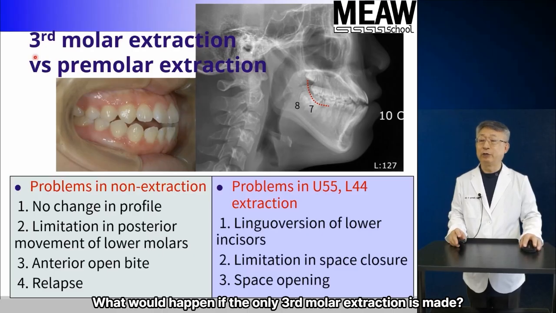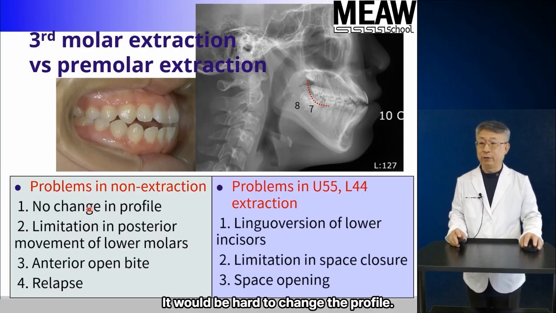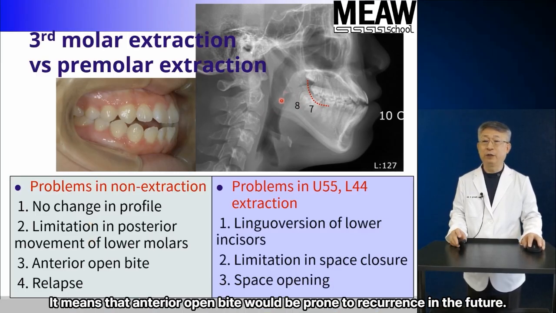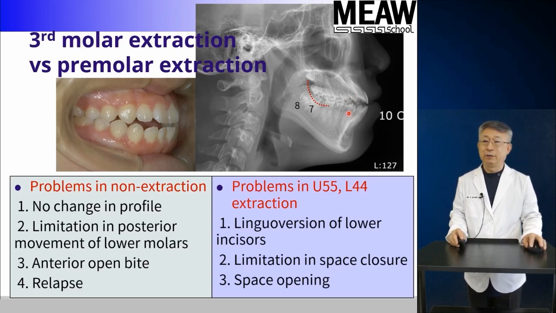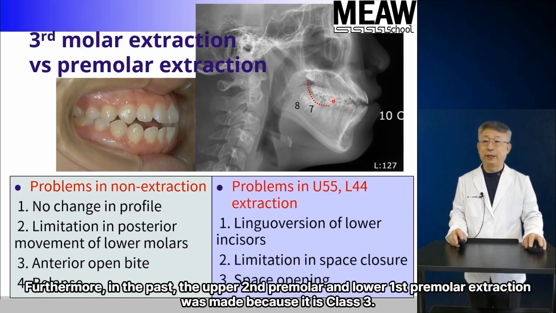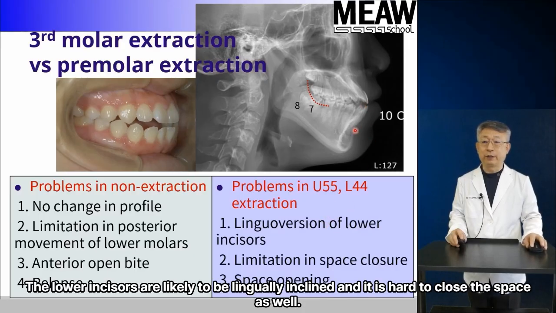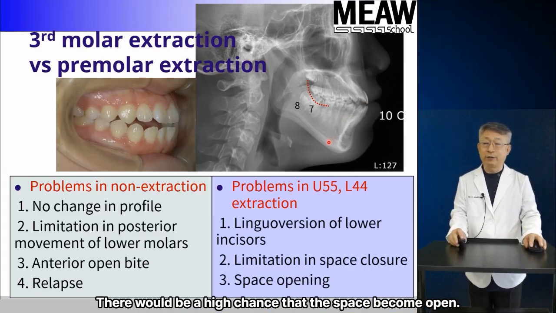What would happen if only the third molar extraction is made? It would be hard to change the profile. Even though the lower third molar extraction is made, there would not be enough space where the lower second molar moves backwards. It means that anterior open bite would be prone to recurrence in the future. Furthermore, in the past, the upper second premolar and lower first premolar extraction was made because it is Class 3. What problems would happen? The lower incisors are likely to be lingually inclined, and it is hard to close the space as well. There would be a high chance that the space becomes open.